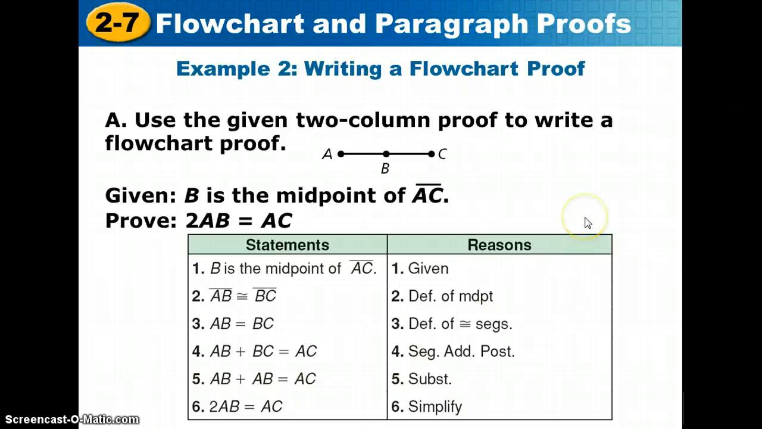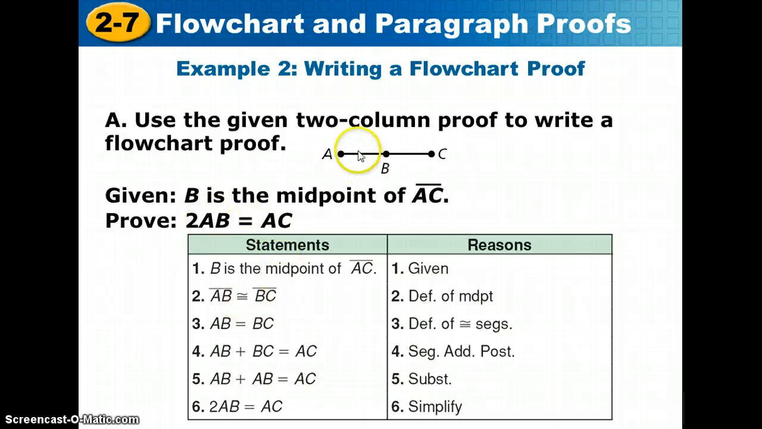In example 2, we're going to take a look at using a two-column proof and writing that as a flowchart proof. And it's a little bit more simple to do in this way because we just have to take apart these pieces and organize them almost like a puzzle using the correct direction for our arrows. So here's what we have. We are given that B is the midpoint of AC. We could mark that with the tick marks to show that AB is congruent to BC. You'll see that is definition of a midpoint. That tells you the second statement.